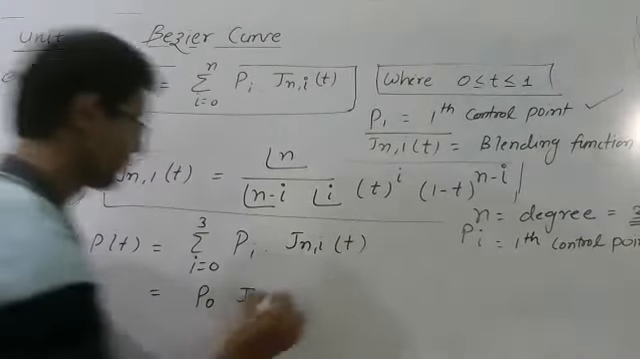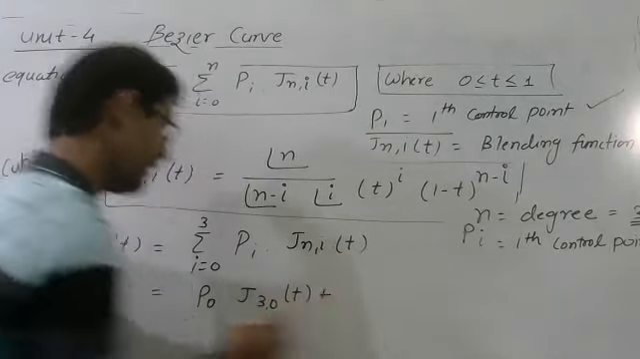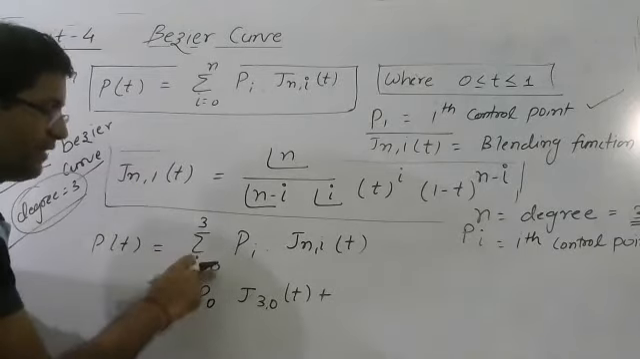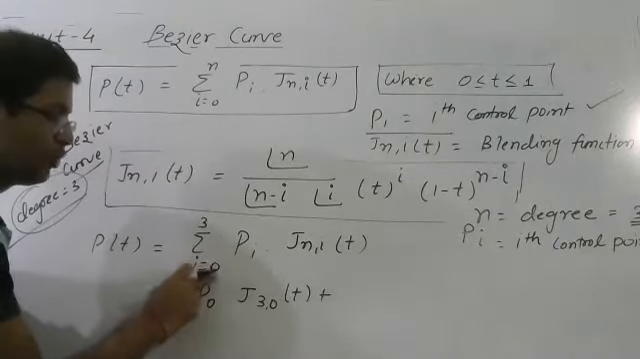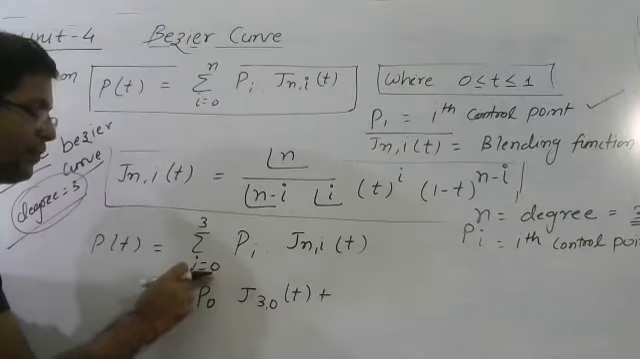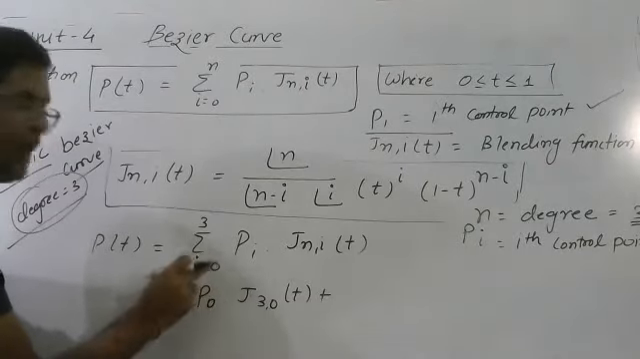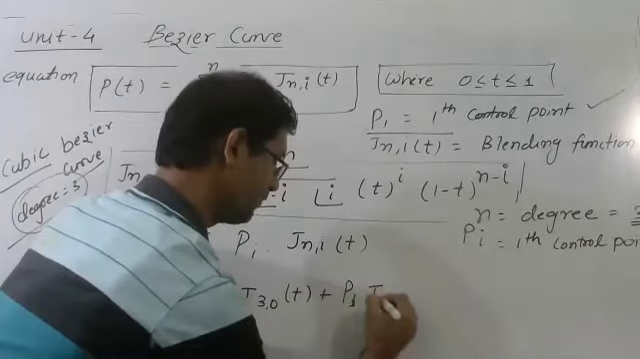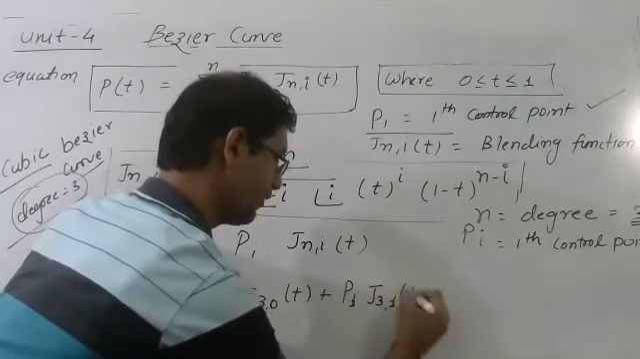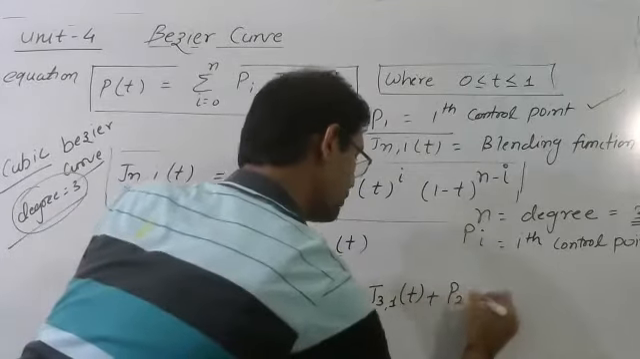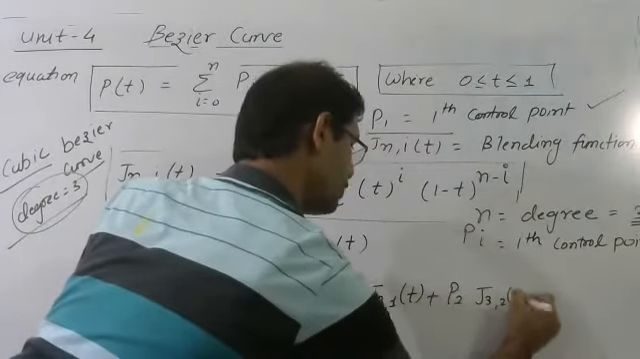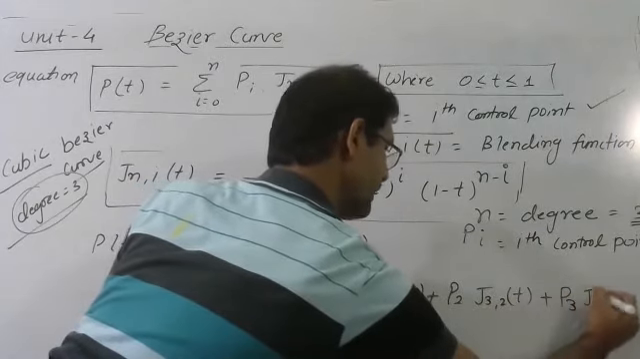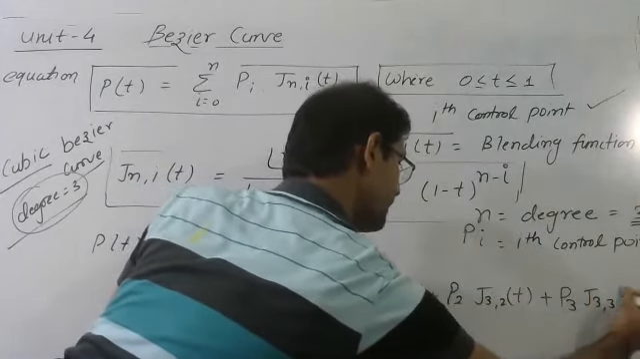J 3 0 t. Similarly, when I put the value of i as 1, because it is the summation sign, the first value will be 0, then 1, then 2, then 3. All the possible values of i will be 0, 1, 2 and 3. In the next case, it will become P1 J 3 comma 1 t, then P2 J 3 comma 2 t, plus P3 J 3 comma 3 t.